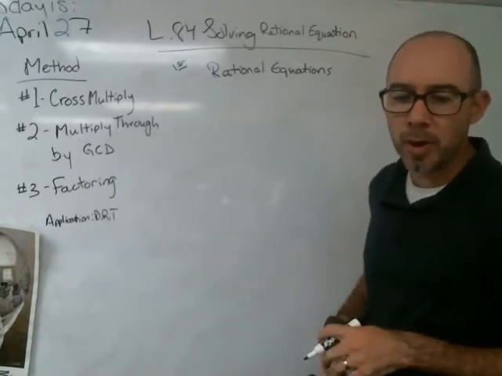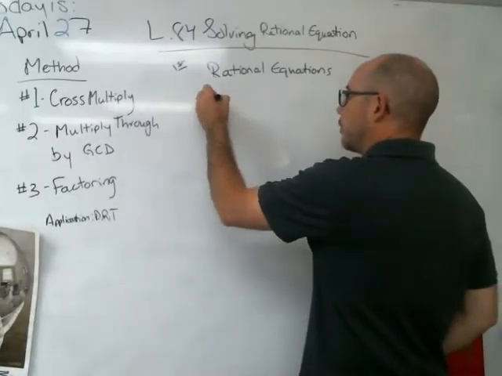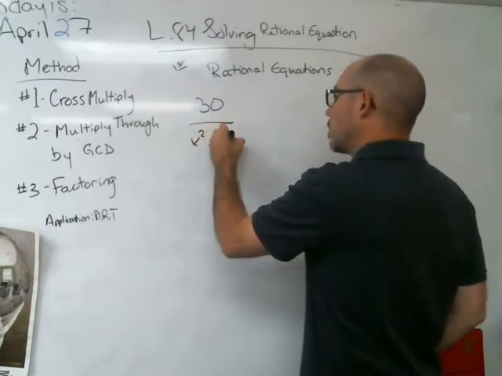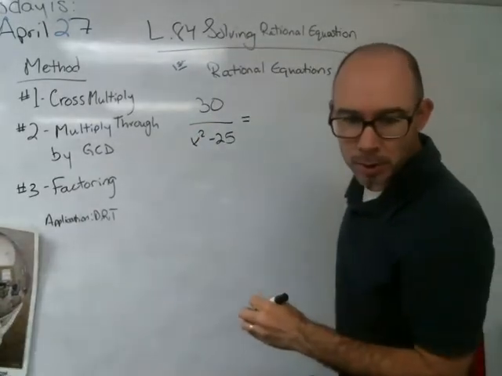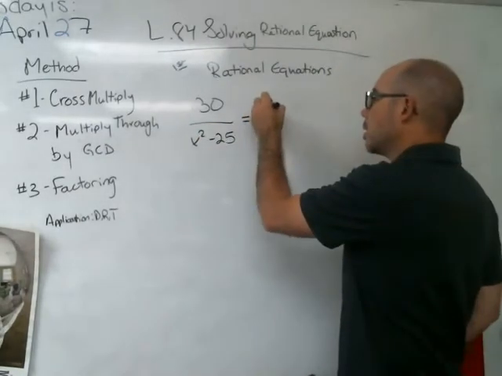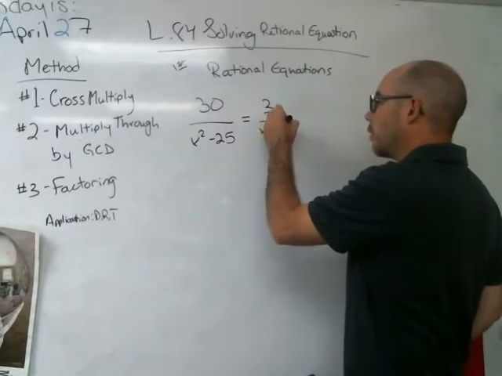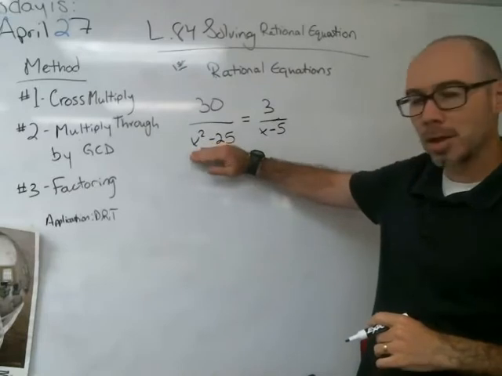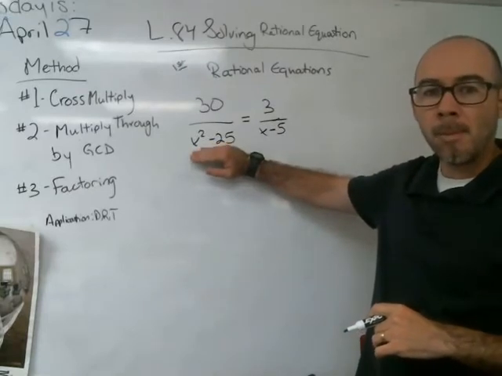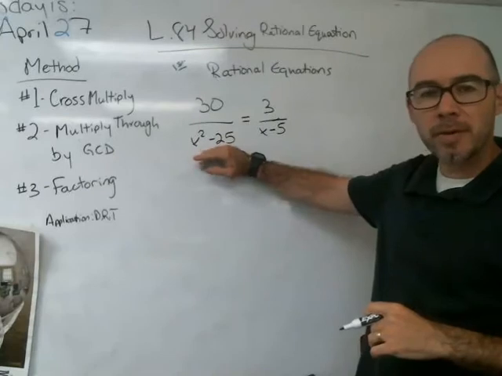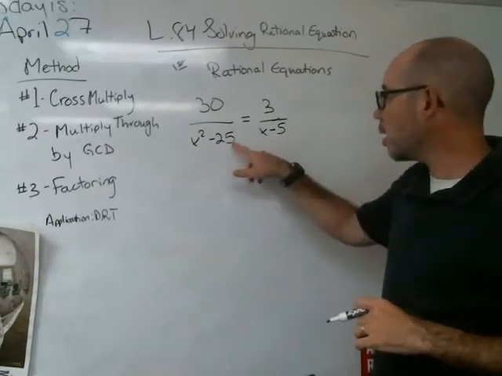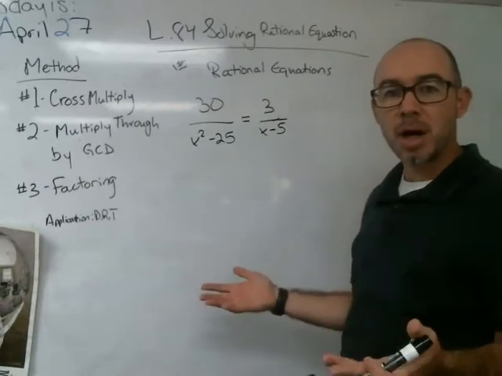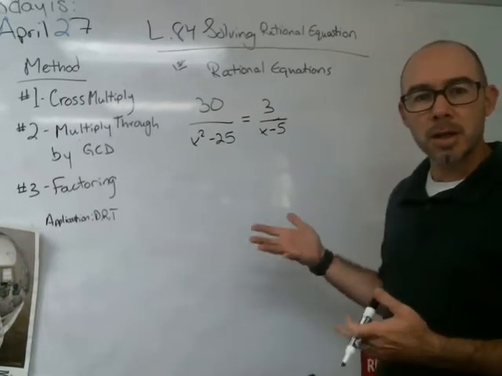So if we write something like 30 over x squared minus 25 equals 3 over x minus 5. When I look at that right at face value, I think there's some factoring that could be done here. x minus 5, x plus 5. And then that means that there's at least one common factor here of x minus 5. There's a couple of ways that I could tackle this equation right here.